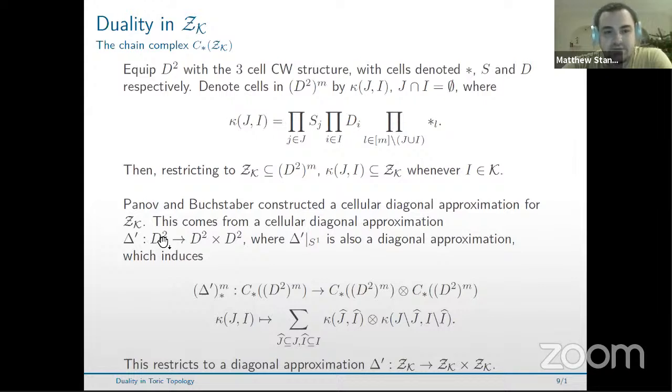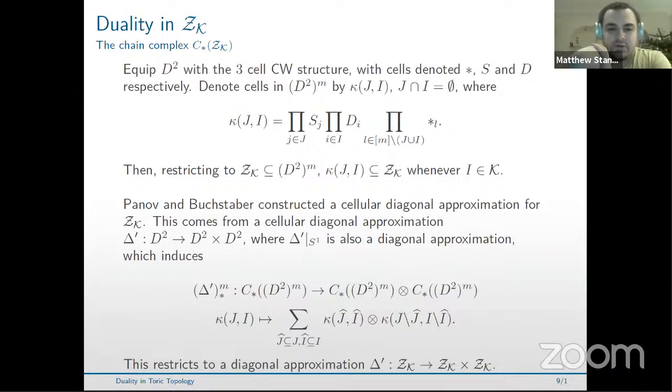So we start with a diagonal approximation for the disk, where the restriction of this diagonal approximation to the boundary of D^2, that is the circle S^1, is also a cellular diagonal approximation. Expressing this combinatorially, we obtain something of the following form. Recall that I said that cells of the moment angle complex Z_K can be expressed as these pairs (J, I). Here, I'm doing this in terms of a diagonal approximation on the disk, but when we restrict, we get a diagonal approximation on the moment angle complex of the following form. After applying the diagonal approximation to one of these cells, we get something that looks like the below.